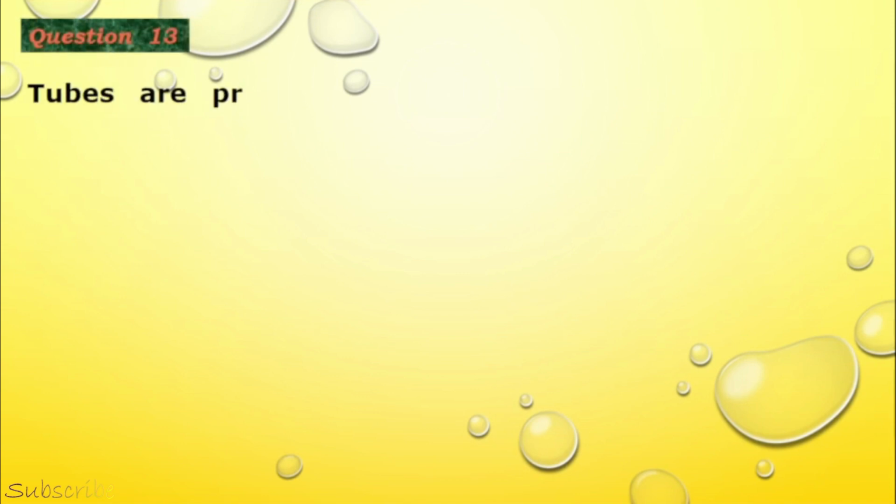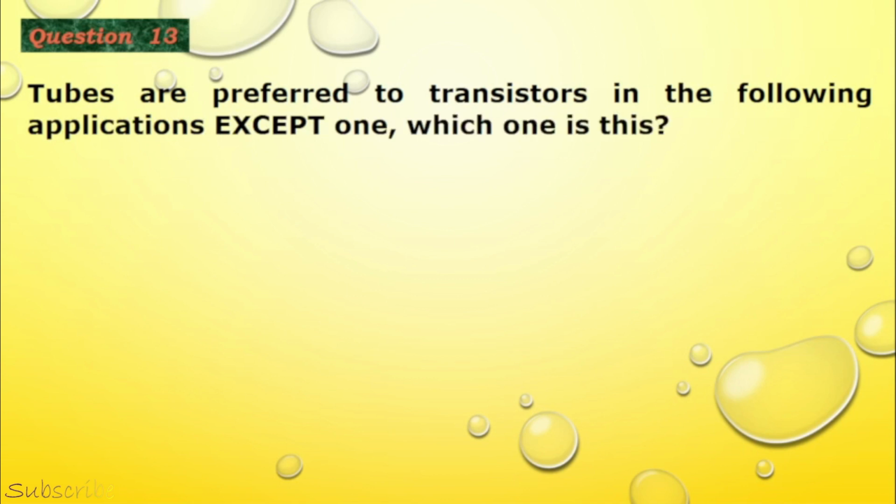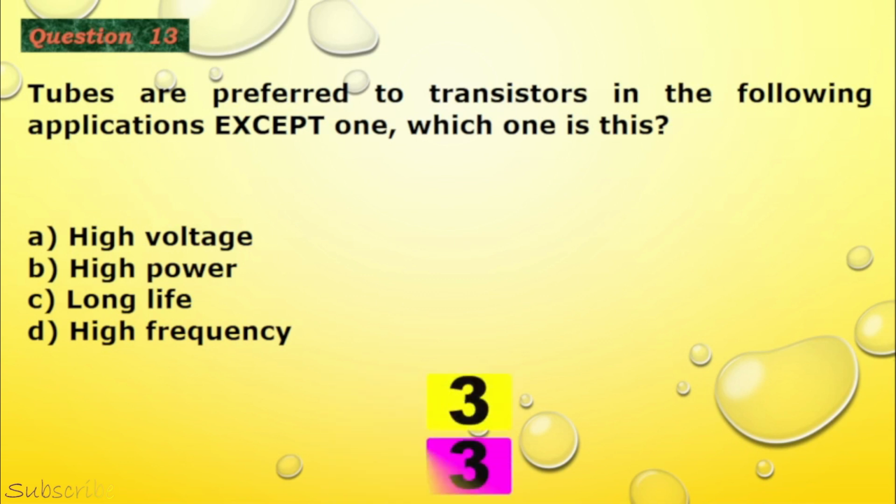Question number 13. Tubes are preferred to transistors in the following applications except one. Which one is this? A. High voltage. B. High power. C. Long life. D. High frequency. The correct answer is letter C, long life.